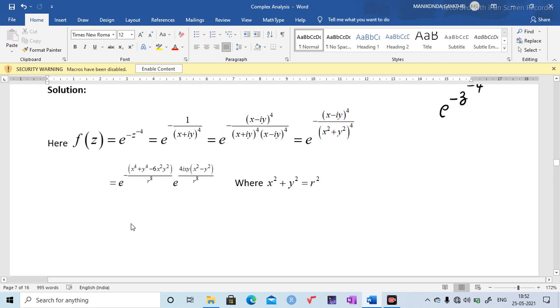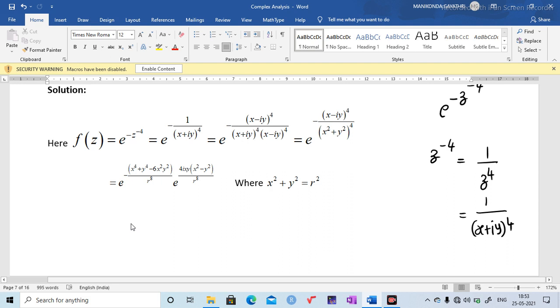So observe here f of z equal to e power minus z power minus 4. We know the value of z, that is x plus iy. Z power minus 4 is nothing but 1 by z power 4. Replace z with x plus iy whole power 4. Substitute here. This minus sign comes as it is. Here I am going to multiply and divide with x minus iy whole power 4. Then the numerator is as it is.